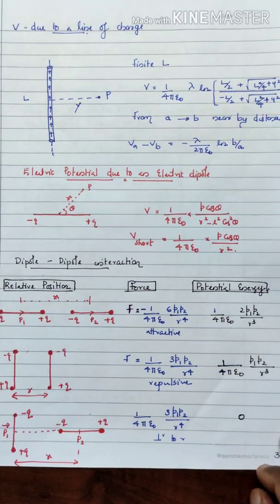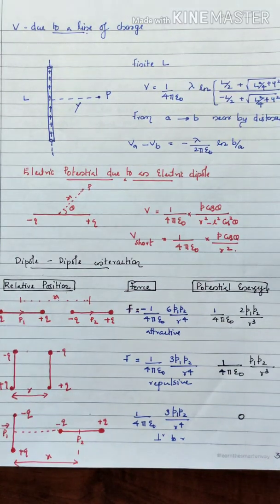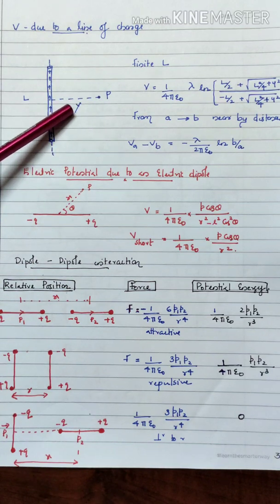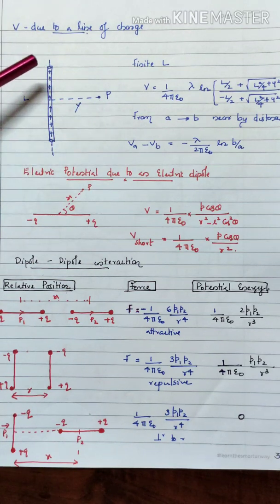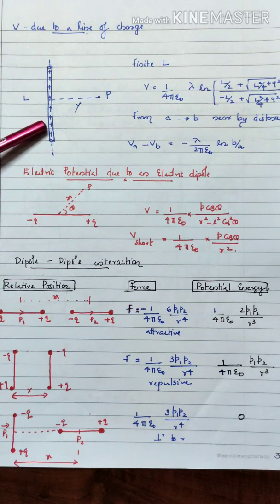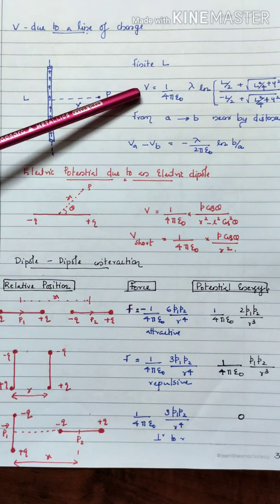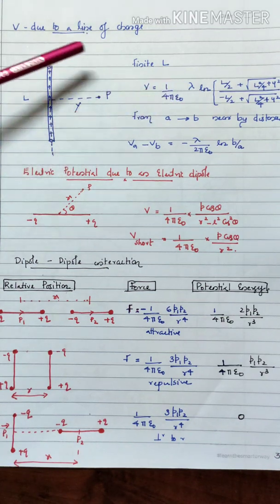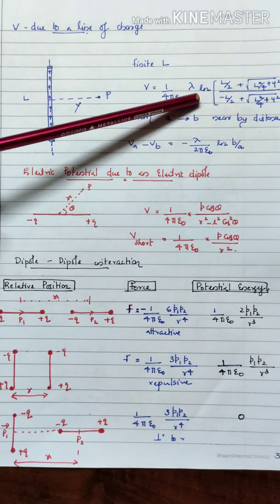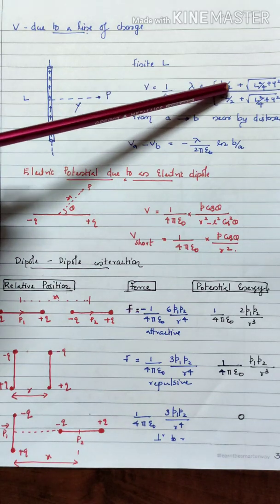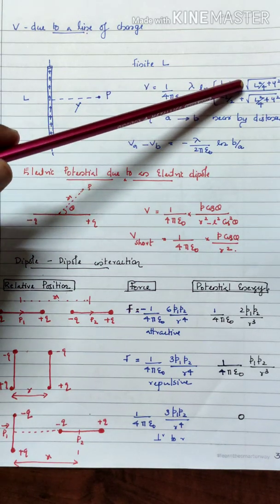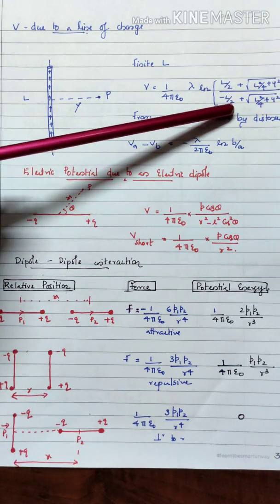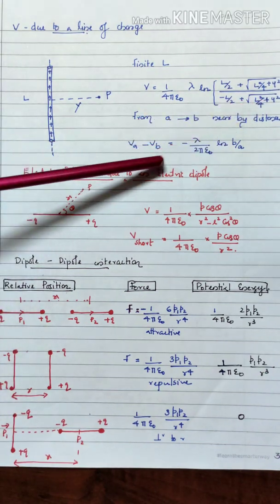The potential due to a line of charge. So here a point P at a perpendicular separation y from this one, and here it is a finite length L, and there we can derive it to be V is equal to 1 by 4 pi epsilon 0 lambda, where lambda is the linear density, logarithm of L by 2 plus root L square by 4 plus y square, by minus L by 2 plus root L square by 4 plus y square.